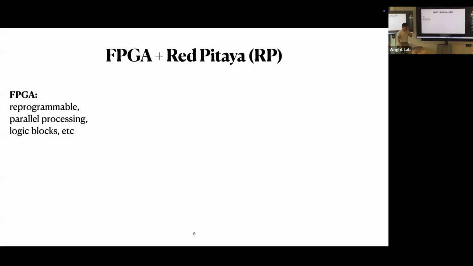So I like to think of it as you get a bunch of Lego blocks and you could build whatever you want. And then if you don't like that design, you could just break it up and build another thing. What makes it so nice is that it has parallel processing, so you can run blocks of code at the same time, making it very, very efficient.